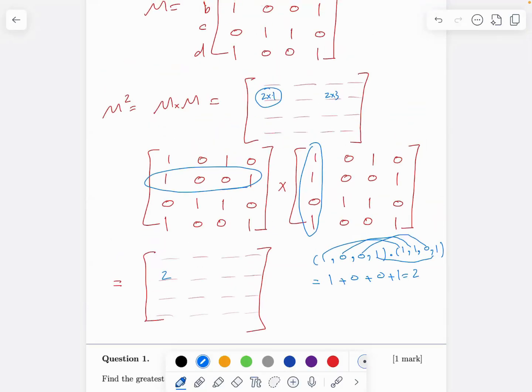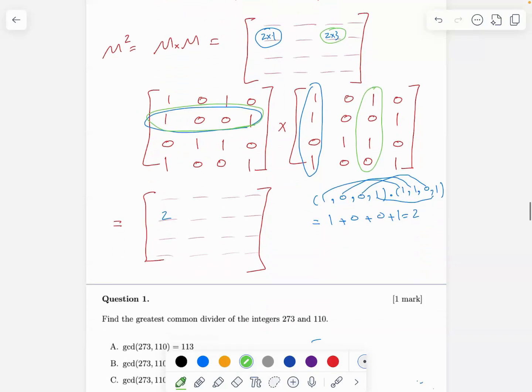Let's do this part. Again, 2 by 3 is second row, third column. So 1 times 1, 1 times 1, 0, 0 will make it 0 for this. 1 times 0. So the answer is 1.